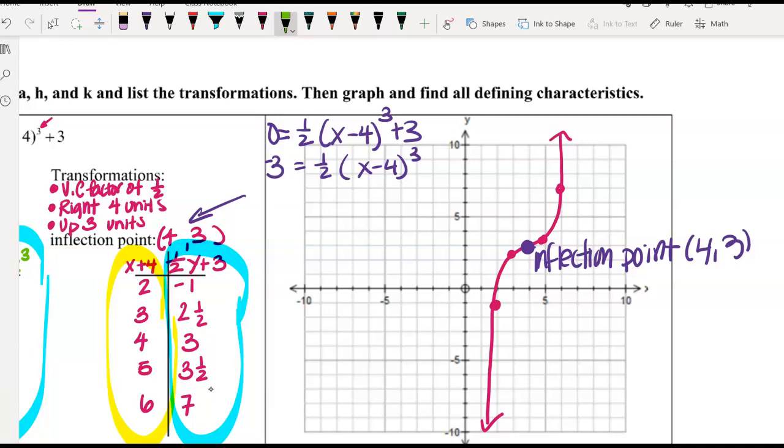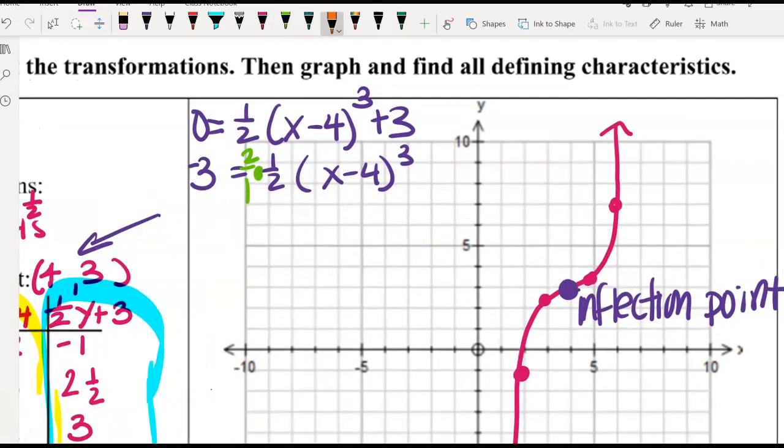To get rid of the half, you can divide by half, or we can multiply by its reciprocal of 2/1. When we multiply by its reciprocal, as you can see, these would reduce. But remember, when we multiply to one side, we have to multiply to the other, just like that. So now on the left side, we're going to have a negative 6, and on the right side, we now have x minus 4 to the third.